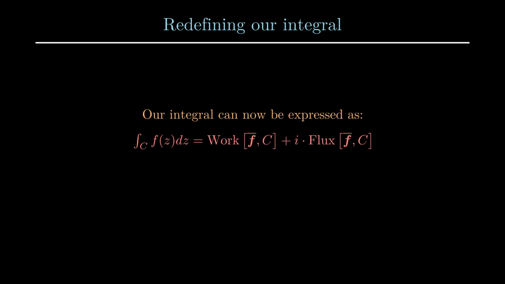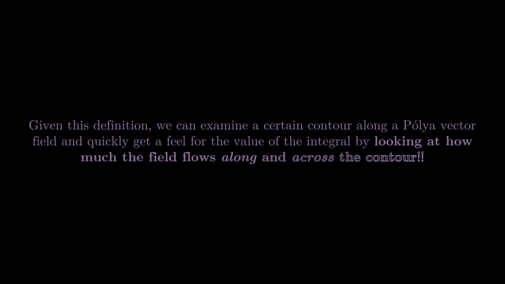So our integral can now be expressed as: the integral of f dz is the work of the Polya vector field along the contour z plus i times the flux of the Polya vector field along the contour of z. Cool, isn't it? Given this definition, we can examine a certain contour along a Polya vector field and then quickly get a feel for the value of the integral just by looking at how much field flows along and across the contour.